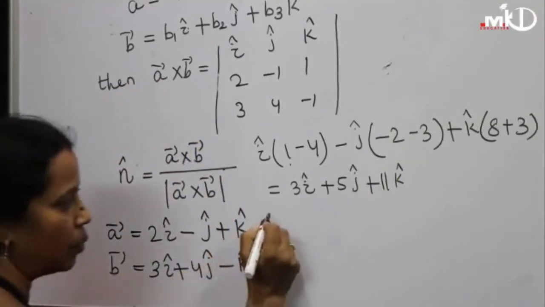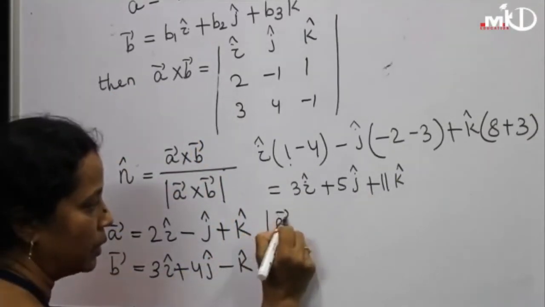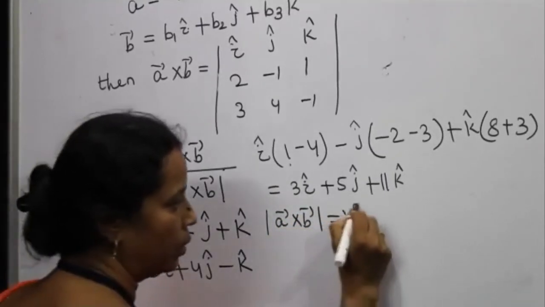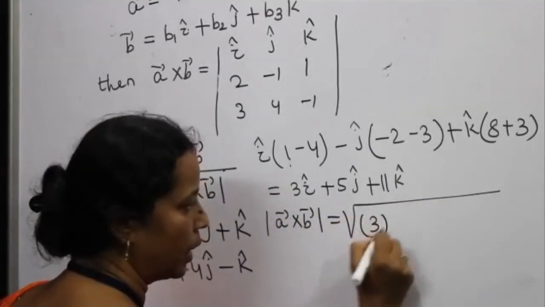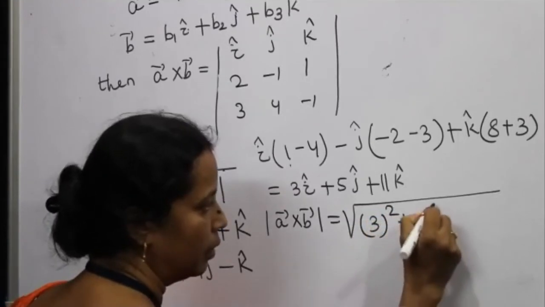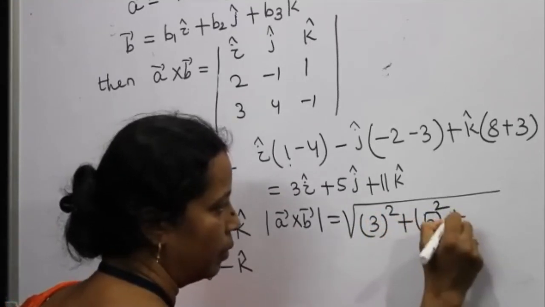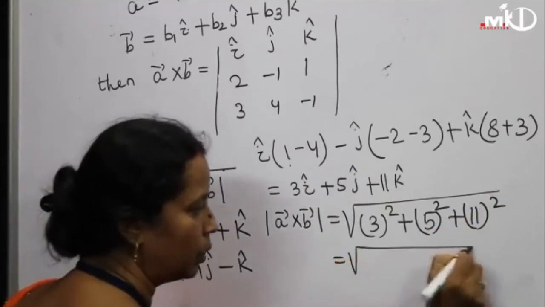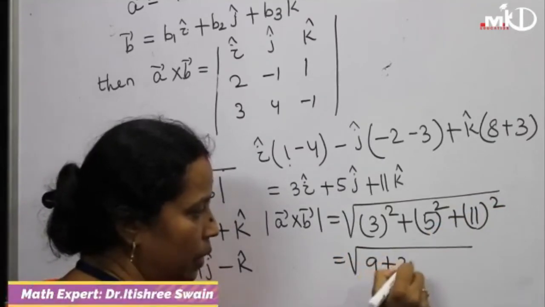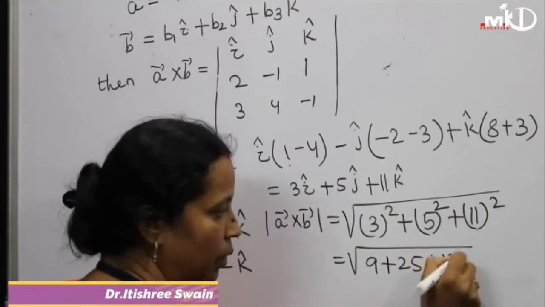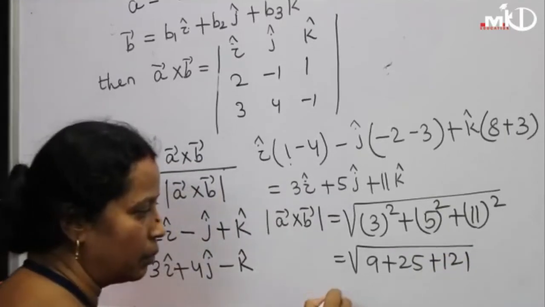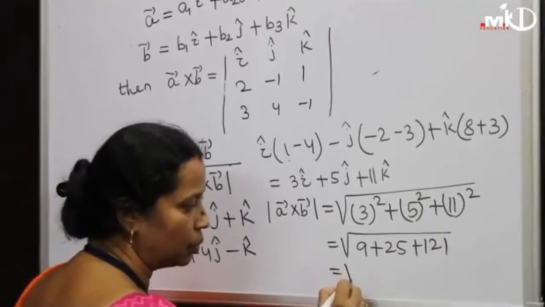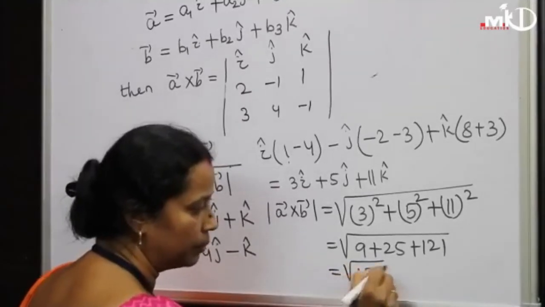Now we find the modulus. What is the modulus of A bar cross B bar? It is equal to the square root of 3 square plus 5 square plus 11 square. So it is the root of 9 plus 25 plus 121, that is 130 plus 25, that is root over 155.